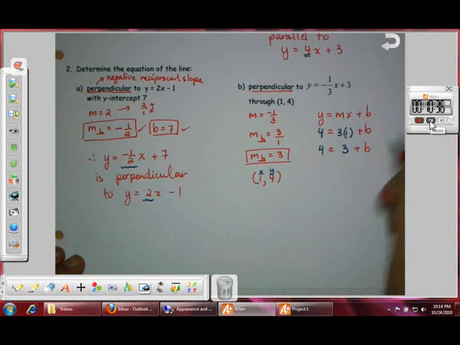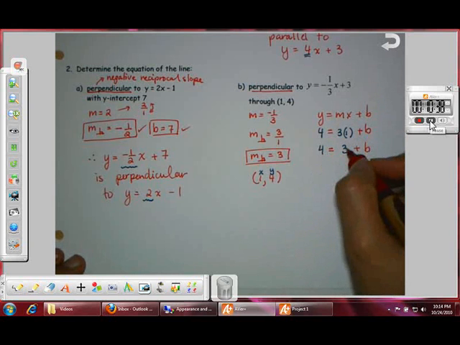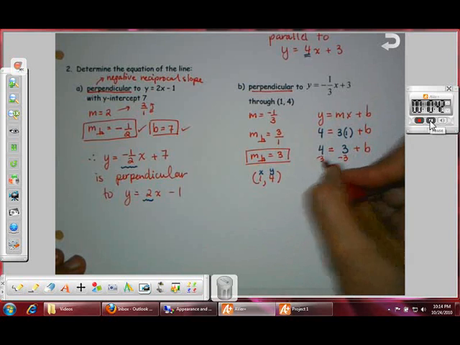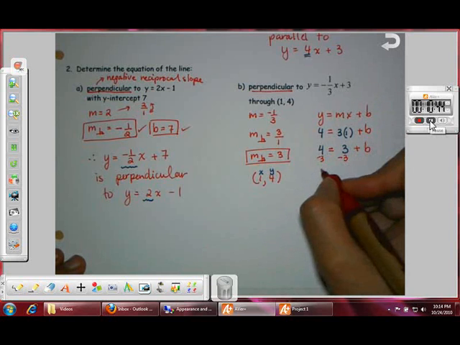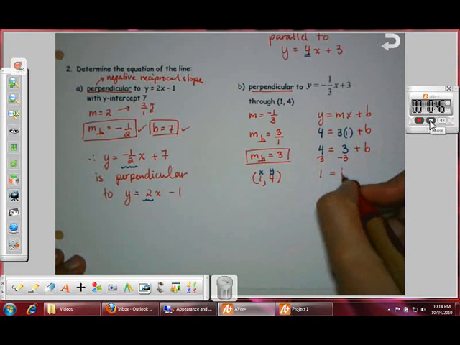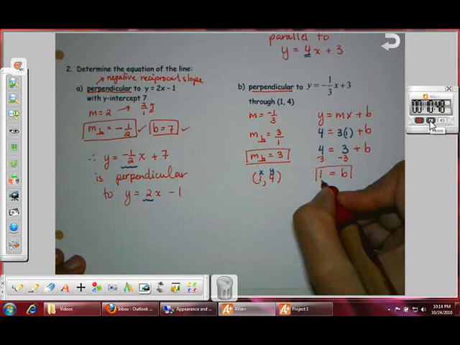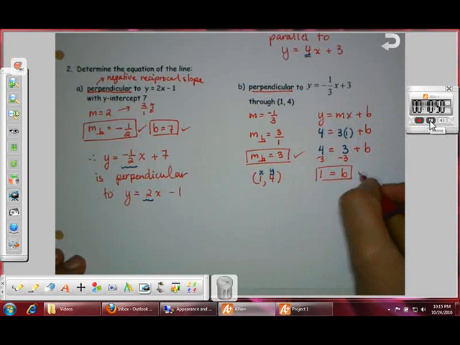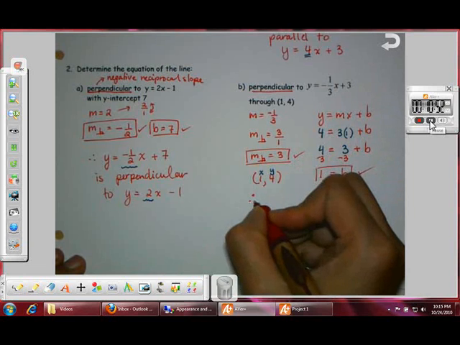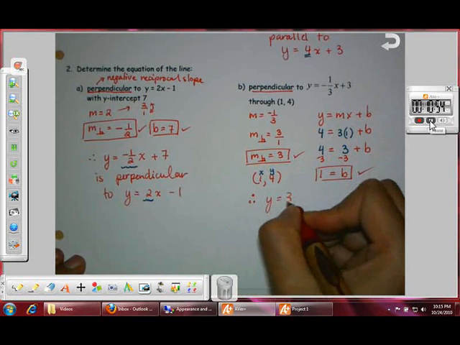We want to isolate b. We don't want the 3 on the right-hand side, so we're going to take away 3. If we take away 3, we've got to take it away from the other side as well. 4 minus 3 is 1, so b equals 1. Well, we've got the slope, we've got b. Therefore, we have an equation: y equals 3x plus 1.